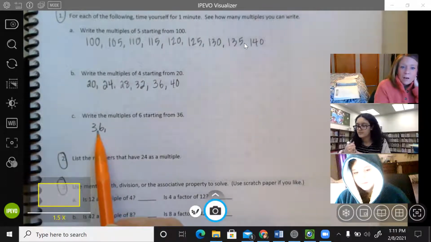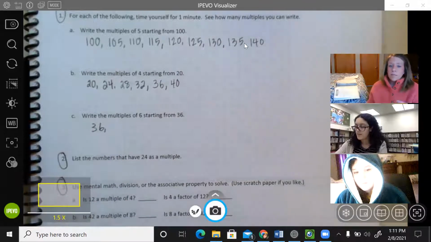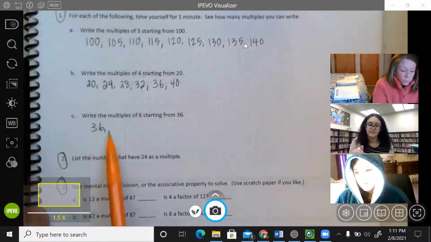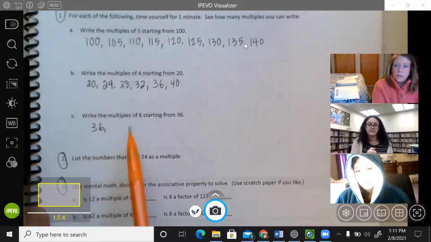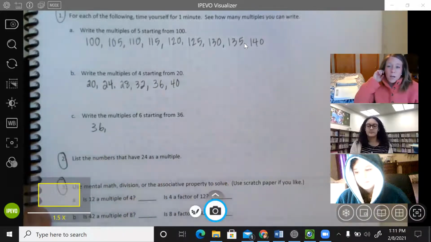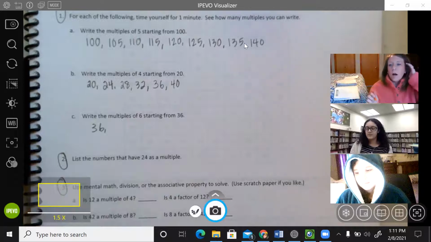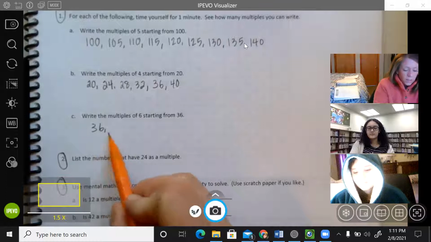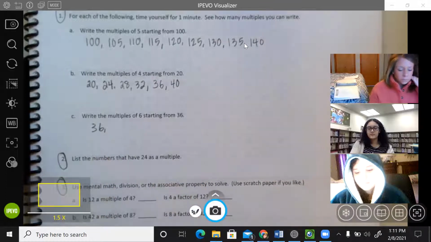So you can either count up, or doesn't seem like maybe 6 facts might be very quick for you. But if it is something, then you could just do 6 times 7, 6 times 8, 6 times 9, 6 times 10. Sometimes that's easier than trying to count up. So whichever way you feel more comfortable, I want you to tell me what's 6 up from 36.